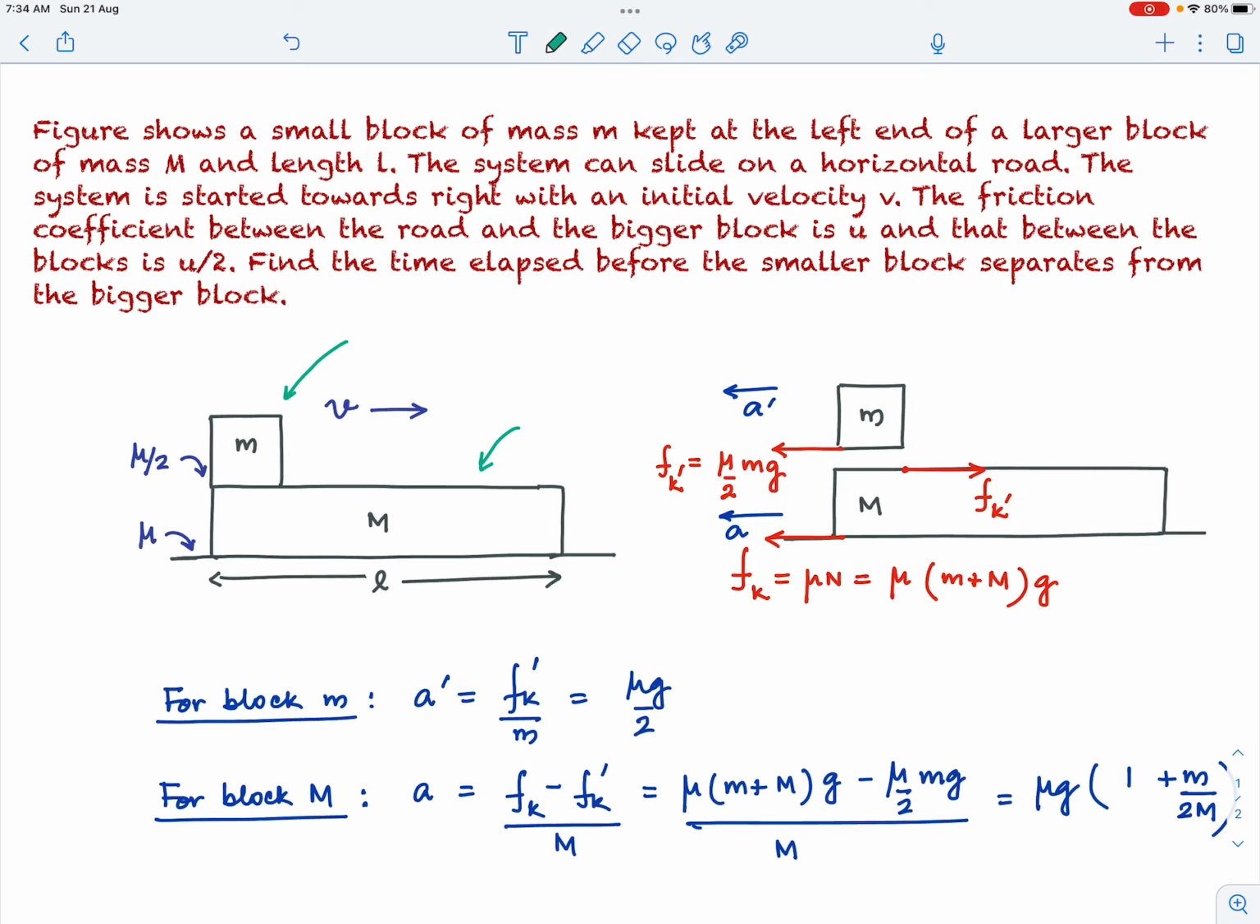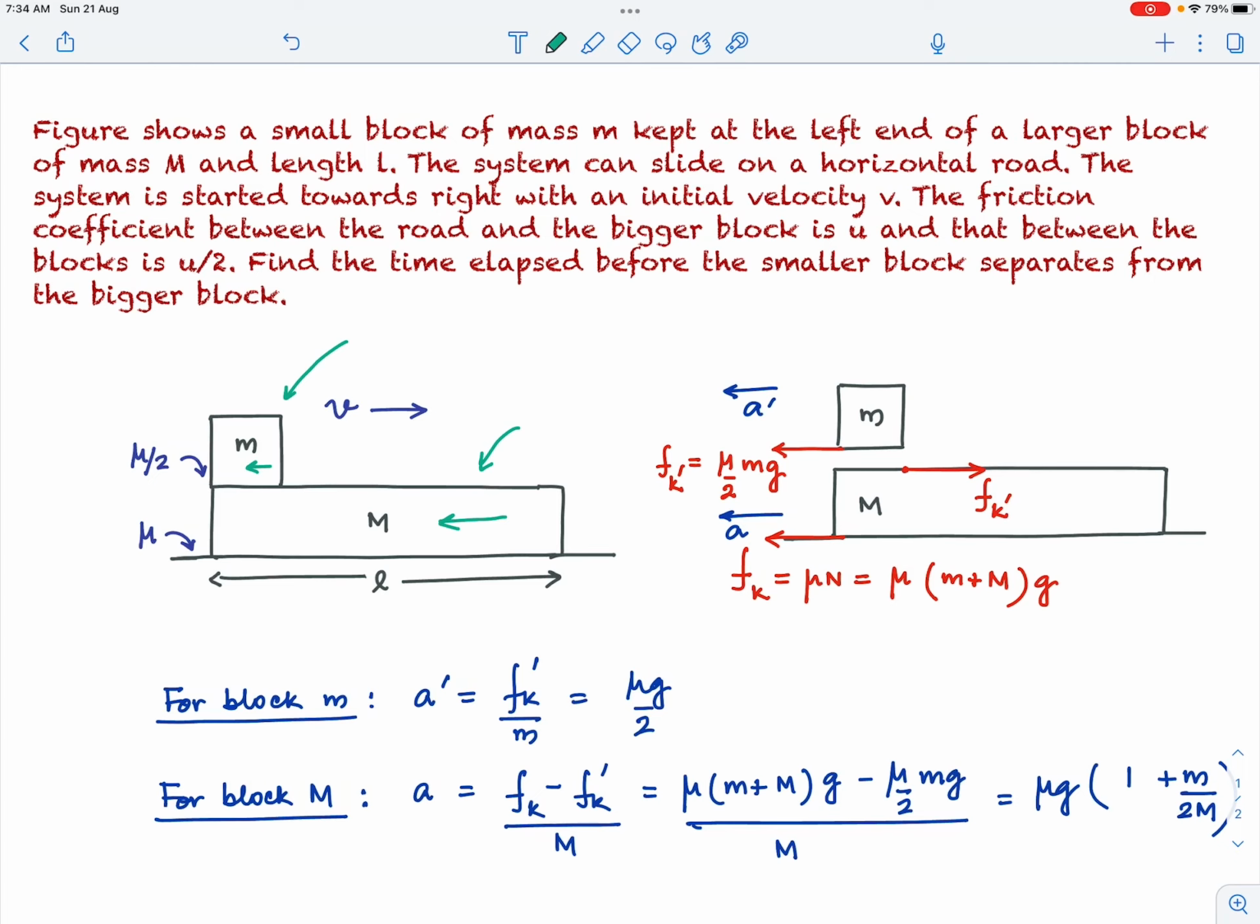But since the coefficient of friction is different, the amount of friction, and hence the acceleration that small m will experience, will be slightly less, because the frictional coefficient is less. We can assume that the backward acceleration of small m will be lesser than that of capital M. So as the two blocks move, capital M experiences a greater retardation than small m. Small m will slow down slower than capital M.